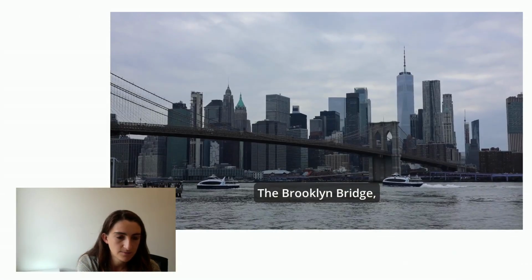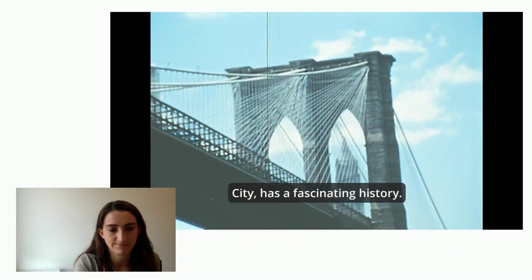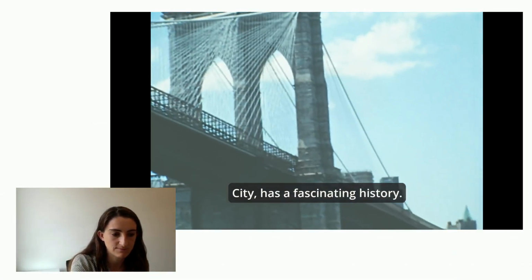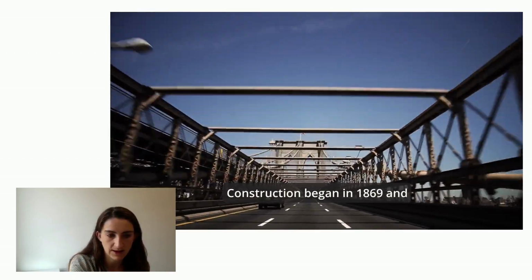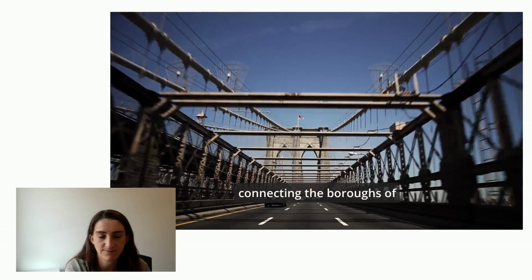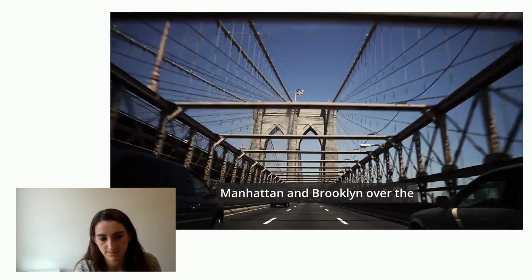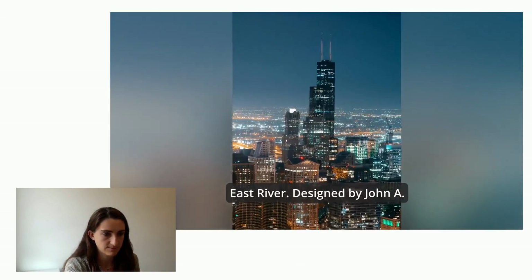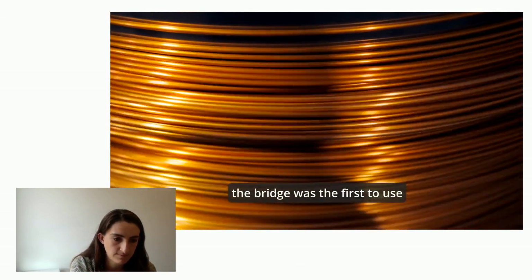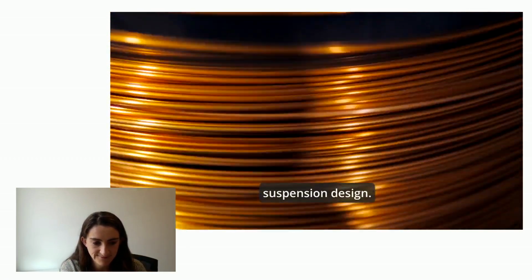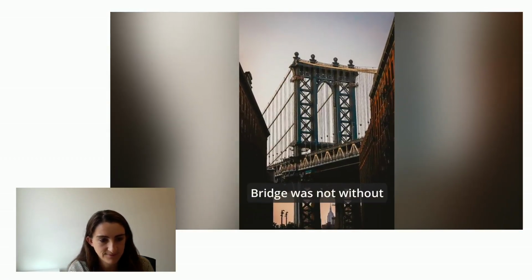The Brooklyn Bridge, an iconic landmark in New York City, has a fascinating history. Construction began in 1869 and was completed in 1883, connecting the boroughs of Manhattan and Brooklyn over the East River. Designed by John A. Roebling, the bridge was the first to use steel wire cables in its suspension design. The construction of the Brooklyn Bridge.